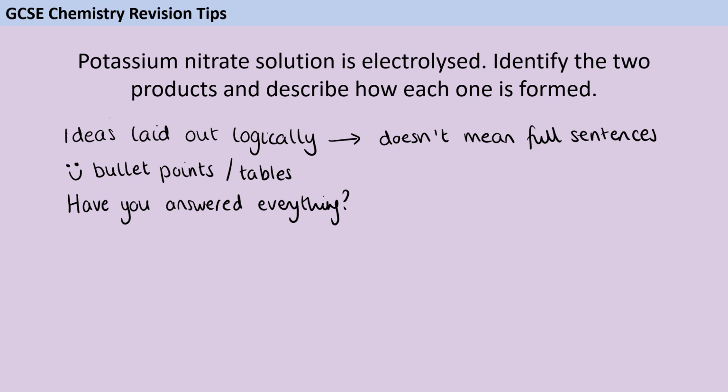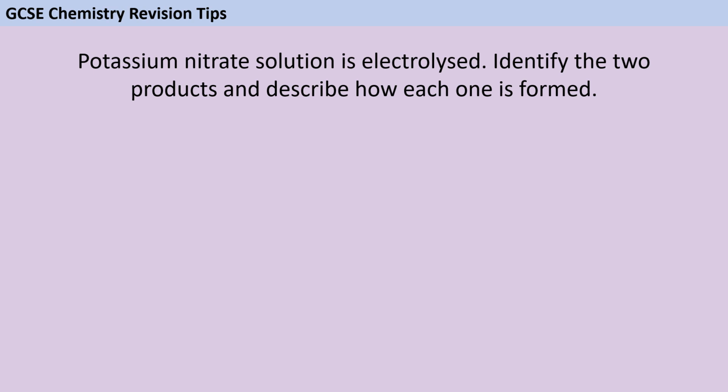So here we're asked to identify the two products, but also describe how each one is formed. Unlike a lot of the 6-mark questions, this is not an extended response that's level marked. It's just a question where we need to remember 6 different things that we're going to talk about, although to be fair, they are quite challenging 6 marks. So firstly, we need to identify the products that are made when this potassium nitrate solution is electrolyzed.